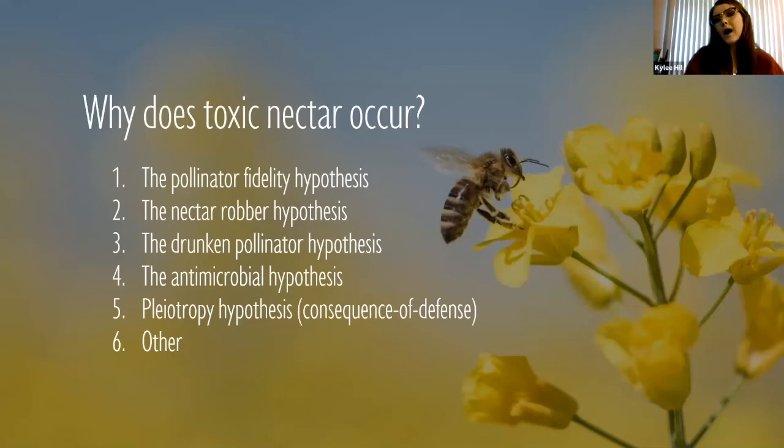And so why does toxic nectar occur? If the point of it is to have this mutualistic relationship, why would there be toxic nectar? The short answer is that it's not fully understood. However, there are several hypotheses that have been proposed by various authors, and these include the Pollinator Fidelity Hypothesis, the Nectar Robber Hypothesis, the Drunken Pollinator Hypothesis, the Antimicrobial Hypothesis, the Pleiotropy Hypothesis, which is also a consequence of defense, and others that don't specifically have a name.